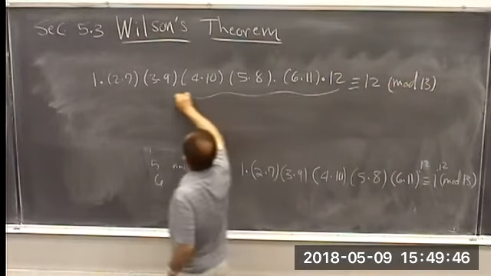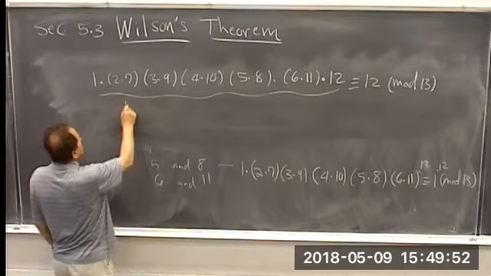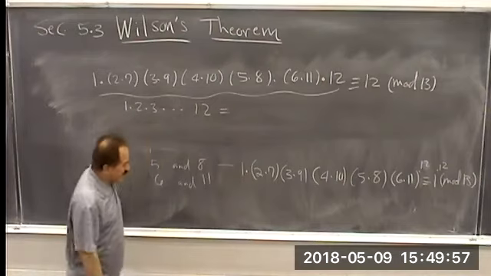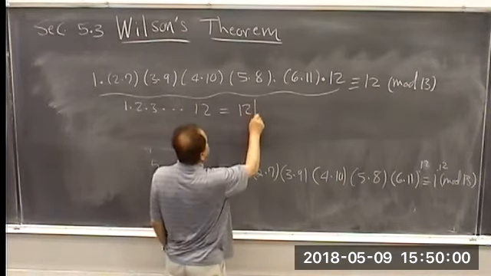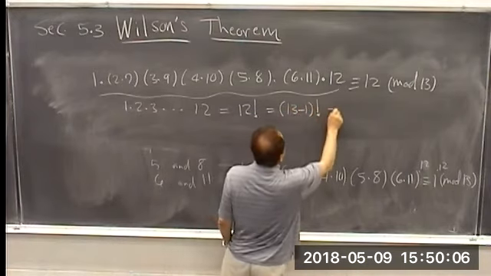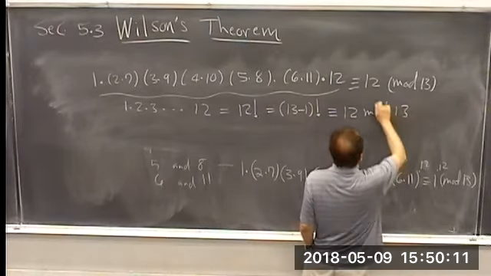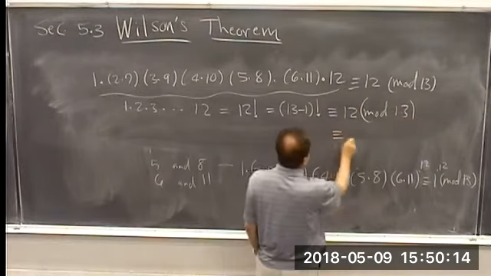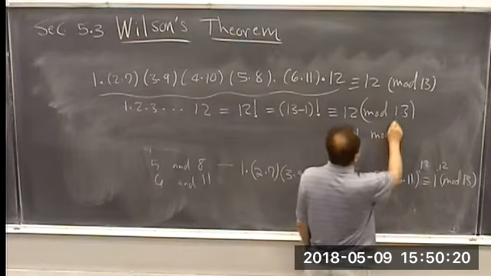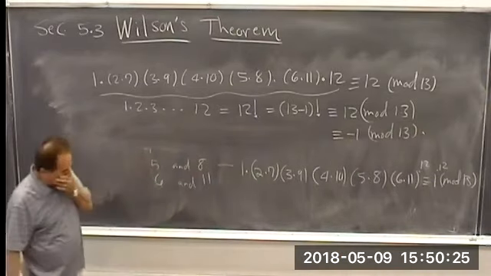However, the product on the left-hand side is nothing but, if I arrange it, 1 times 2 times 3 up to 12, and this is equal to 12 factorial, which is the same as 13 minus 1 factorial. And this is congruent to 12 mod 13. But 12 mod 13 is congruent to negative 1 mod 13. And this is exactly what we need to show, or what Wilson's theorem actually claims.